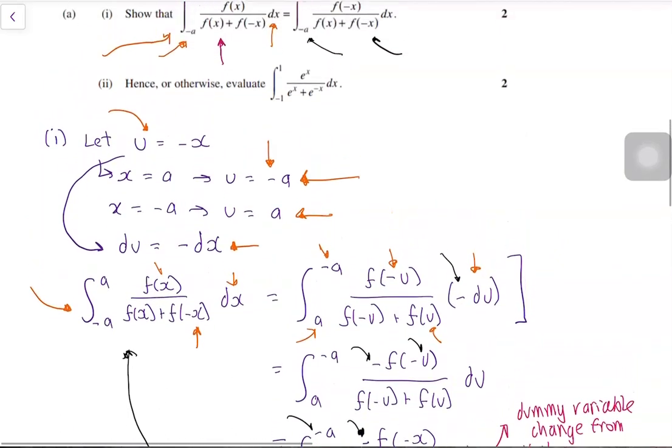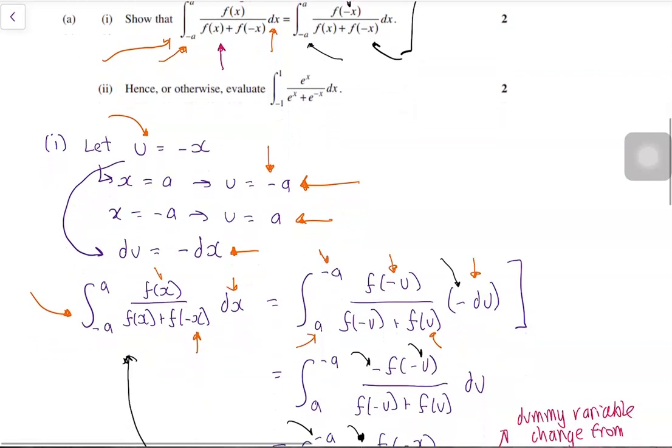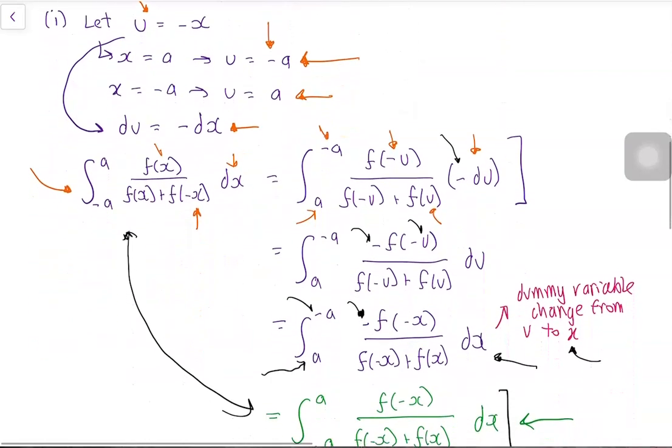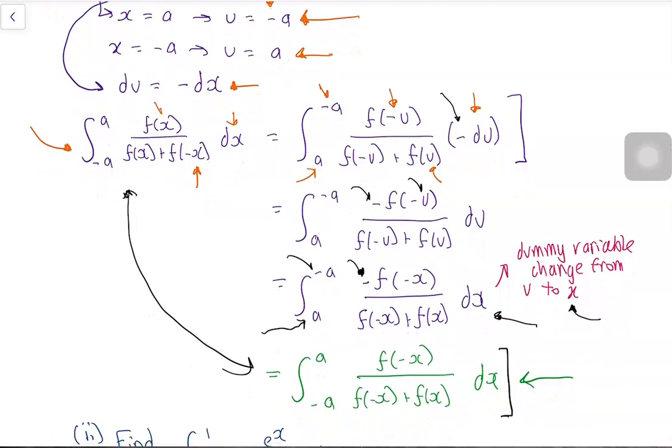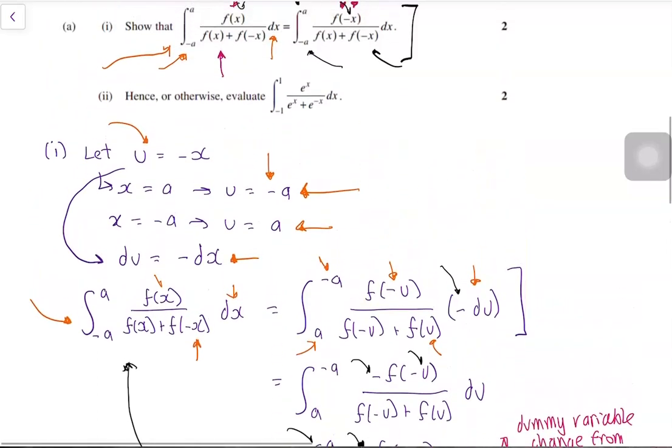So you can just recall these two left hand side and right hand side are the same, except for the numerator with the x being replaced with a minus x. So this successfully completes the first part of the question. So now we can have a look at the second part, where this is an application of the first part of the question. So we have to evaluate the integral from minus 1 to 1 of e to the power of x over e to the x plus e to the minus x dx.